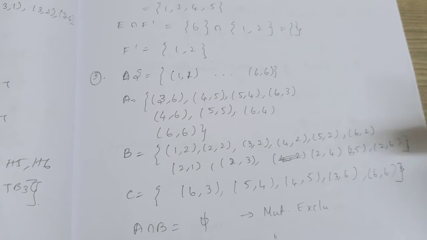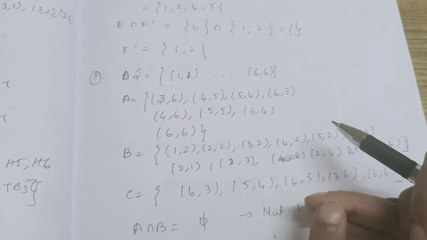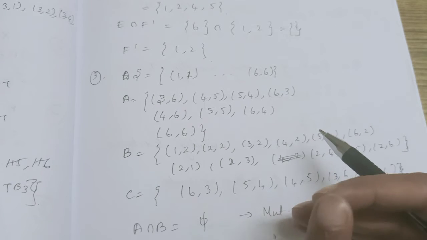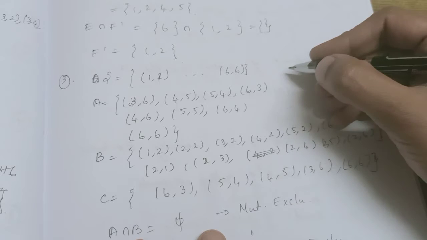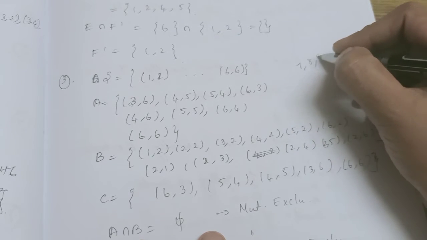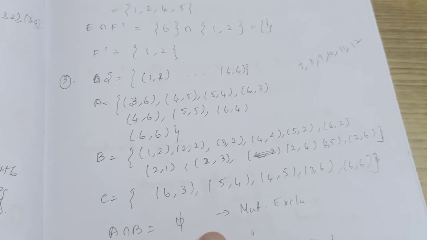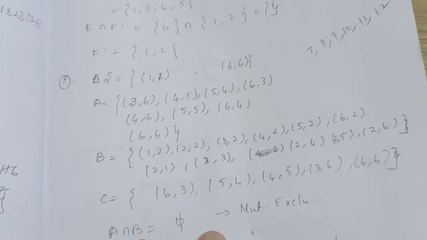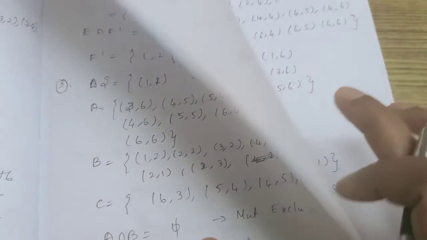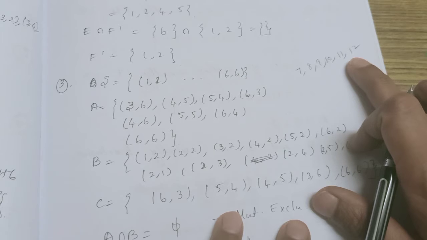Sum is at least 7. At least 7 means it can be 7, 8, 9, 10, 11, 12. The question says the sum is at least 7. So the total, also the sum should be a multiple of 3.